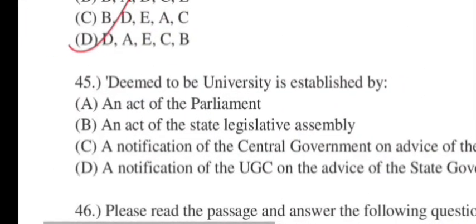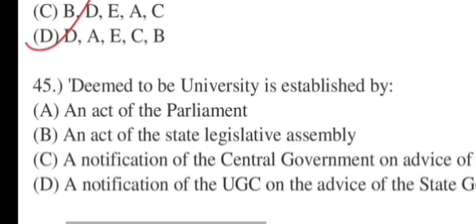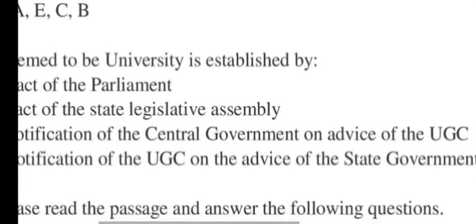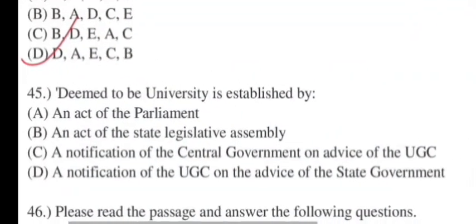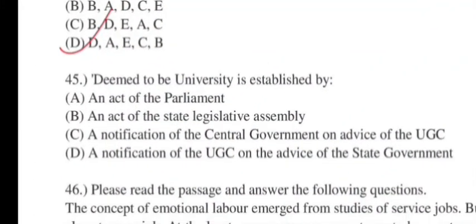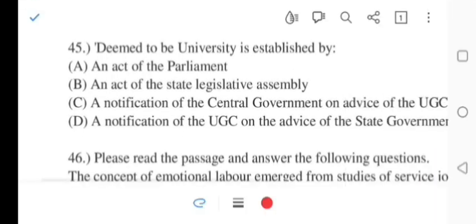Question 45 says, a deemed to be university is established by what? A, an act of the Parliament. B, an act of the state legislative assembly. C, a notification of the central government on advice of the UGC. D, a notification of the UGC on the advice of the state government. For 45, the correct option will be C, a notification of the central government on advice of the UGC.